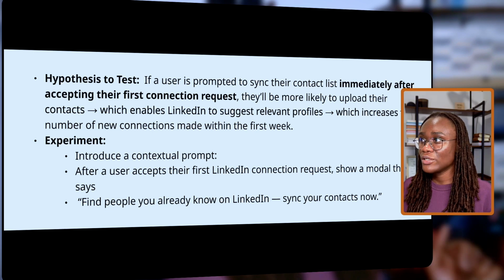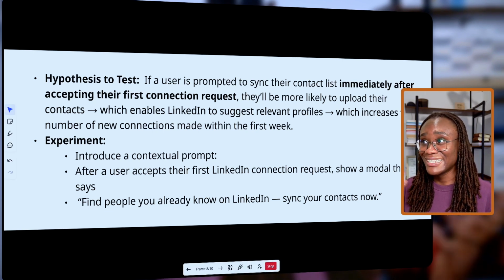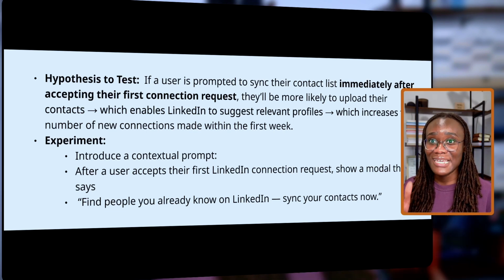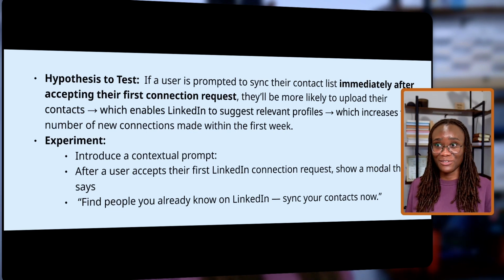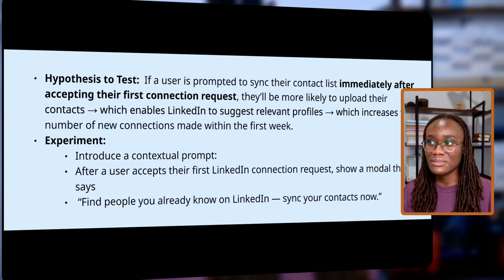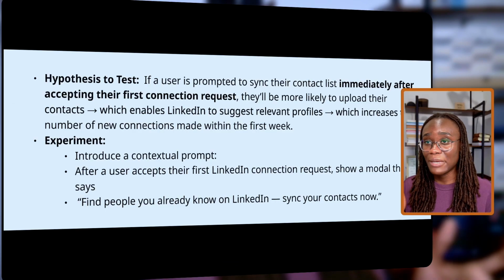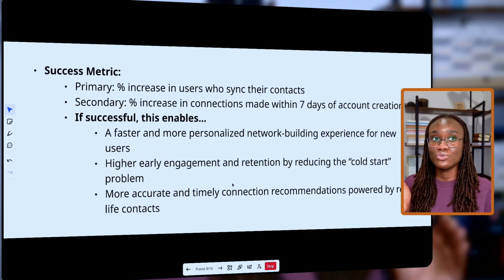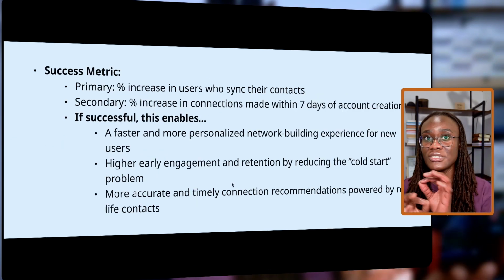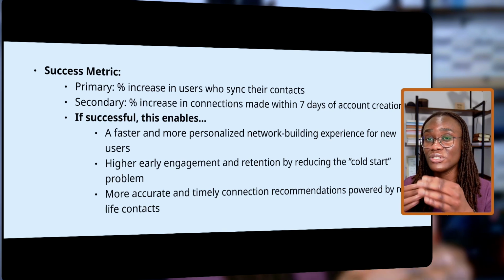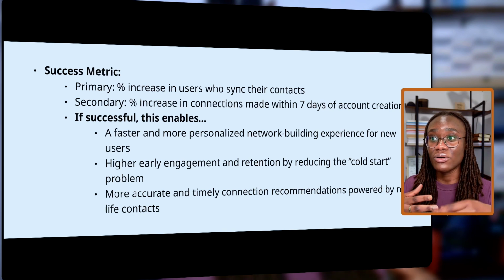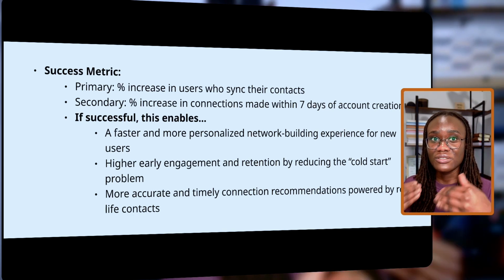Just like we highlighted earlier, the hypothesis that we are testing in the example of LinkedIn's growth loop is that if a user is prompted to synchronize their contacts right after they accept a connection request, there's a likelihood that they want to connect their contacts and it enables the rest of the loop. If we've created this hypothesis and defined what our experiments would be, what you would want to do next is to define the success metric for just that experiment. We're looking at the number or percentage of users that synchronize their contact lists, and then the percentage of increase in connections that are made within a couple of days of account creation.